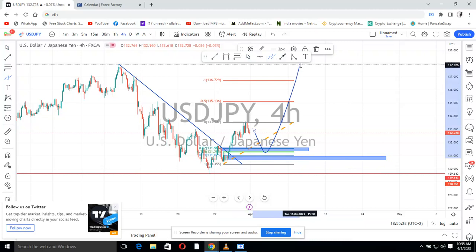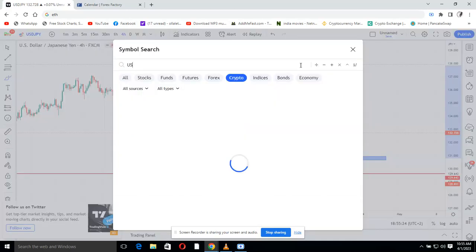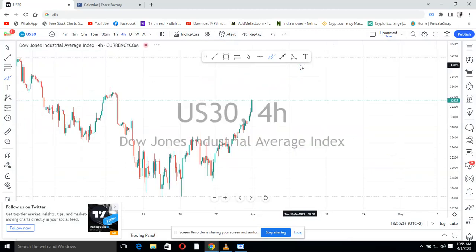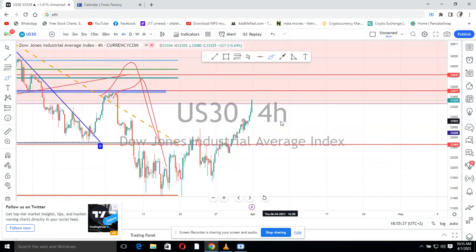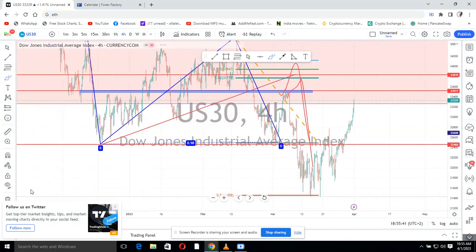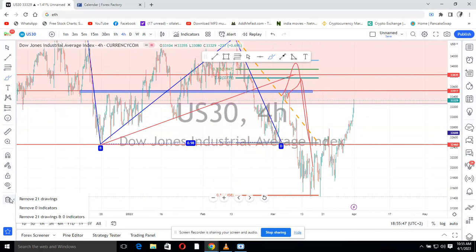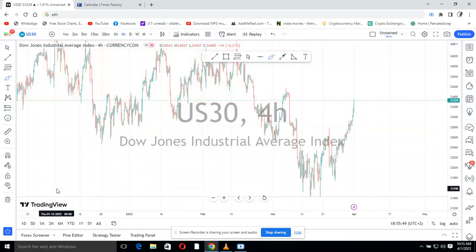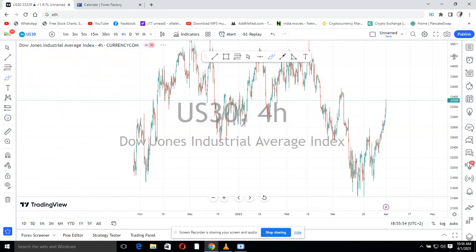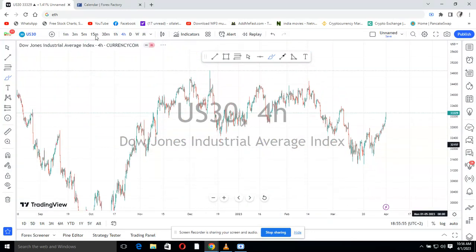Let me check US oil. That is US 30. So in the case of US 30, we are having a sell bias on this, and it has been sell for so long. Normally if you are good in technical analysis, even the fundamental analysis will still correspond with your setup, only if you are patient and you understand how this market works.